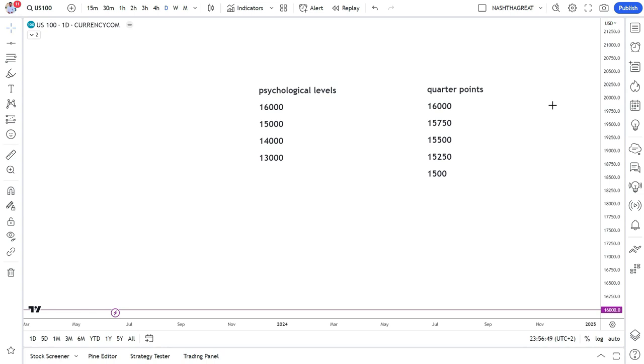So there are two things that I want to explain. They are what we call psychological levels in the forex market. These are round numbers. The simplest definition I can give is that these are round numbers. For example, here I have 13,000, 14,000, 15,000, 16,000. If you've noted in the forex market, price tends to bounce or reverse at these key levels. We call them key levels. That's the other name. Price tends to bounce at those levels.